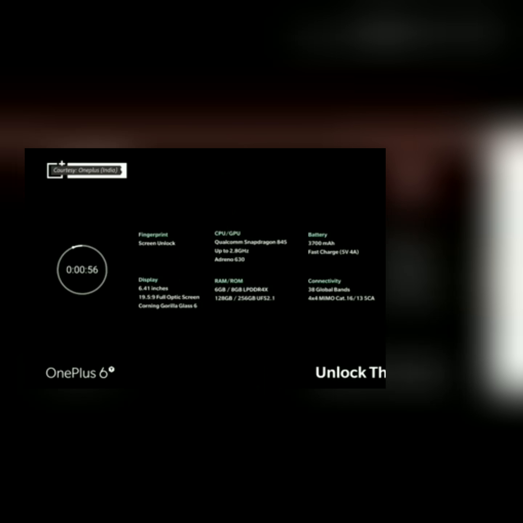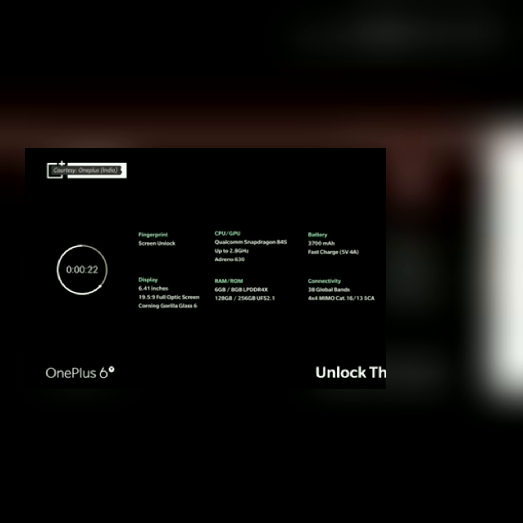6.41 inches AMOLED display protected by 6th generation Gorilla Glass. Most powerful processor, Qualcomm Snapdragon 845. Up to 8 gigabytes of fast LPDDR4X memory and up to 256 gigabytes of UFS 2.1 ROM memory with support for dual lane. 3,700 milliamp hours battery with fast charge and 38 global bands with support for MIMO 4x4.